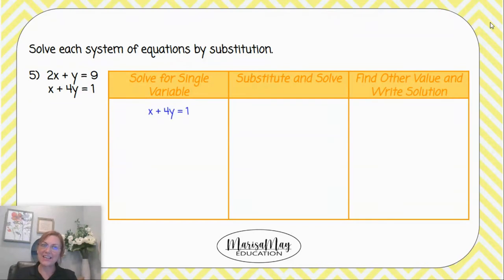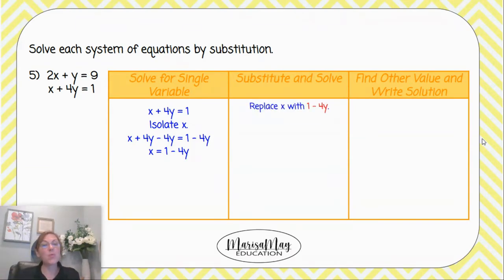But I have to get x by itself. I've got to move the 4y to the other side. So I'm going to subtract the 4y from both sides so that I can have x equals something else on the other side. And that leaves me with x equals 1 minus 4y. Okay, very important. Get that single variable by itself. We're going to replace the x with a 1 minus 4y, but we're going to do this in the first equation. So I've got 2x plus y equals 9.